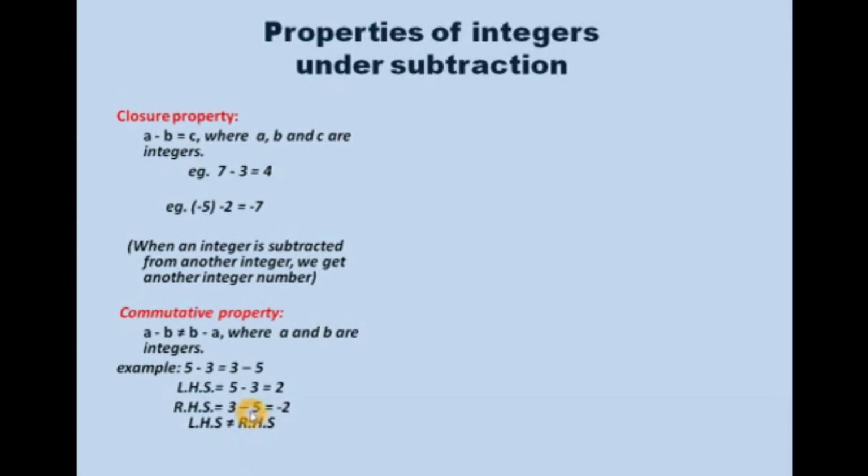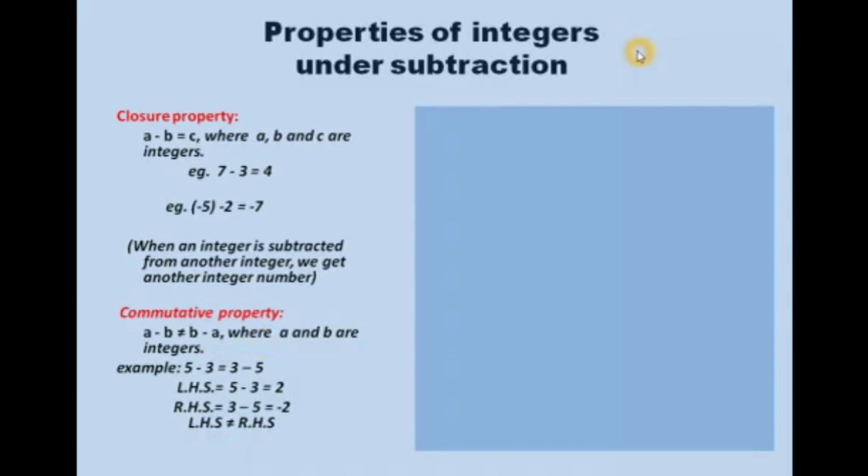Here 5 is the bigger absolute, it takes the sign of the bigger absolute, minus 2. So the value of the left hand side and the value of the right hand side cannot be equal. That means commutative property does not hold true in terms of subtraction. Next is associative property.